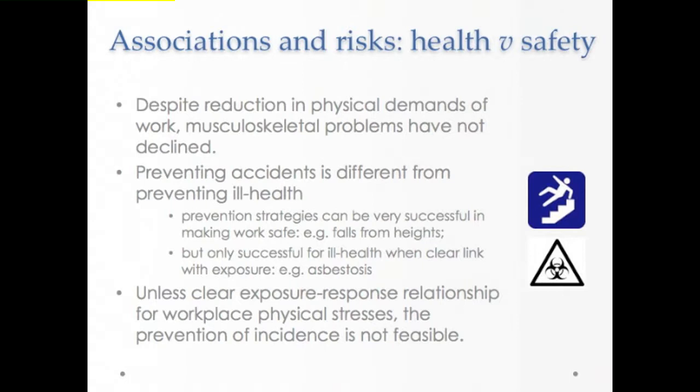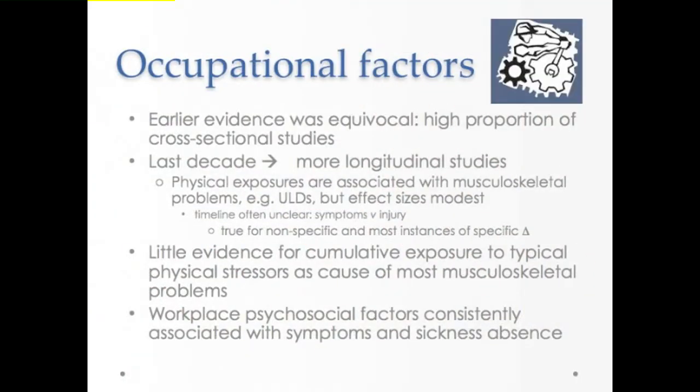Prevention strategies can be very successful in making work safe, for example, preventing falls from heights, but only successful for ill health when there is a clear link between exposure and a disorder, e.g. asbestosis. Unless there is a clear exposure-response relationship for workplace physical stresses, the prevention of incidents itself is actually not feasible. In fact, while the earlier evidence about occupational factors was equivocal due to the high proportion of cross-sectional studies, over the last decade we've had more and more longitudinal studies published.